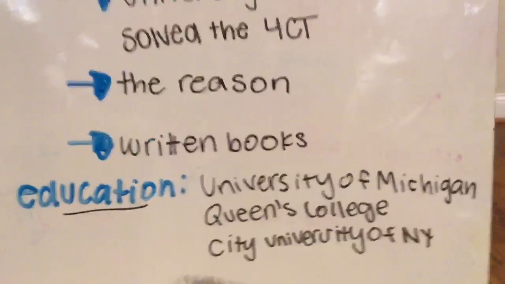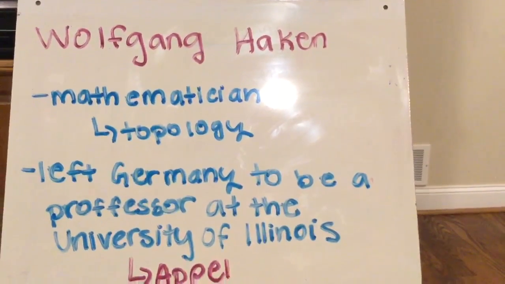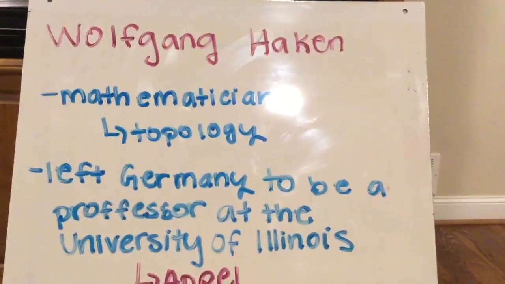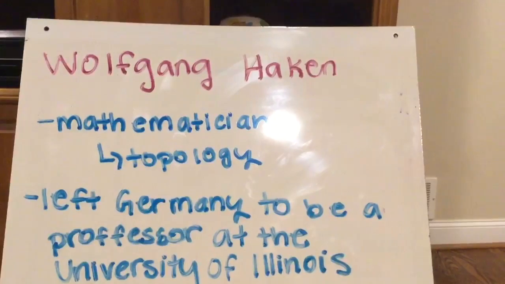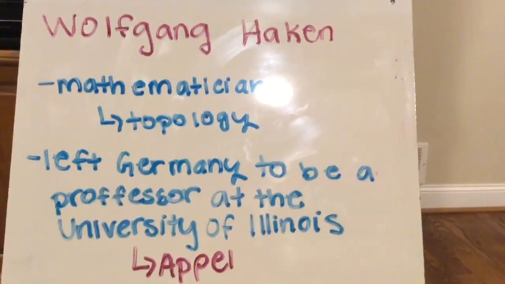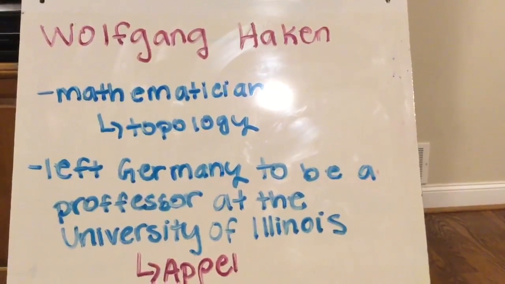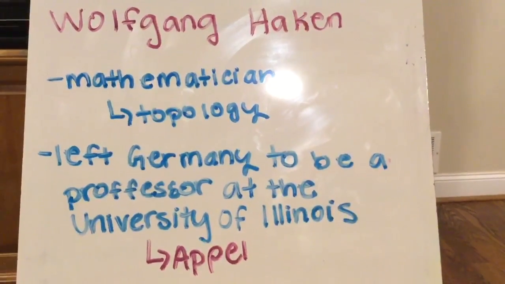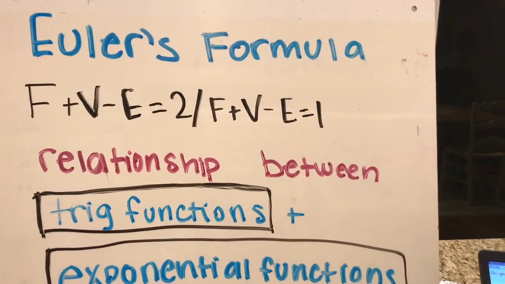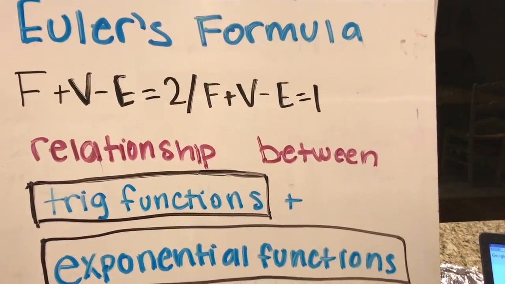Wolfgang Haken, who along with Kenneth Appel solved the four-color theorem, was a mathematician who specialized in topology. He left Germany to be a professor at the University of Illinois, which is where the four-color theorem was solved. Euler's formula was one of the main things that was used in solving the four-color theorem.